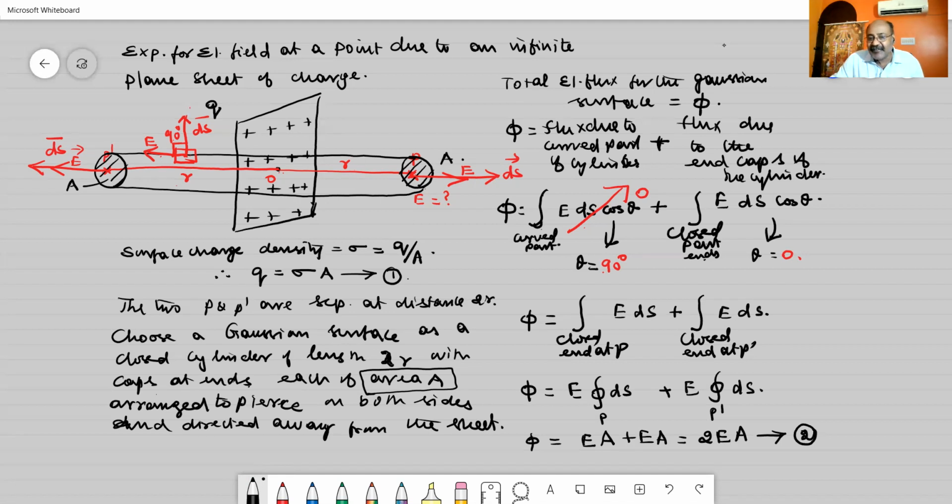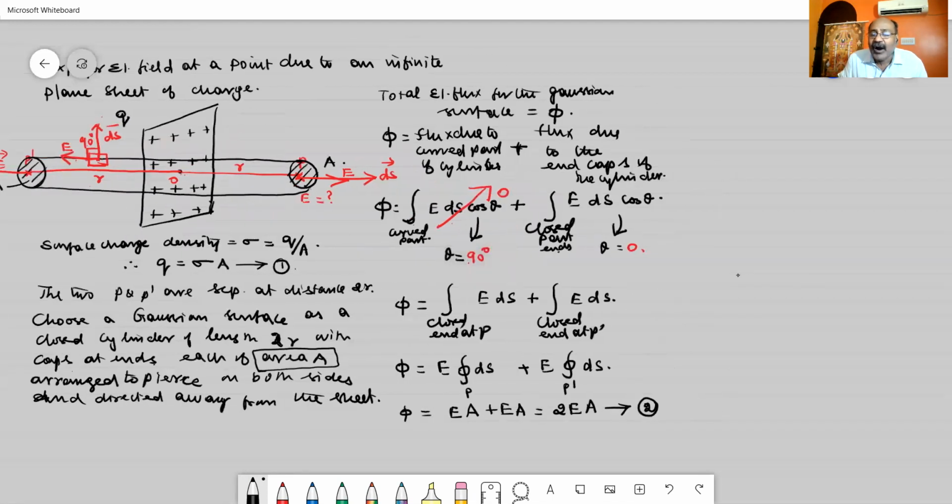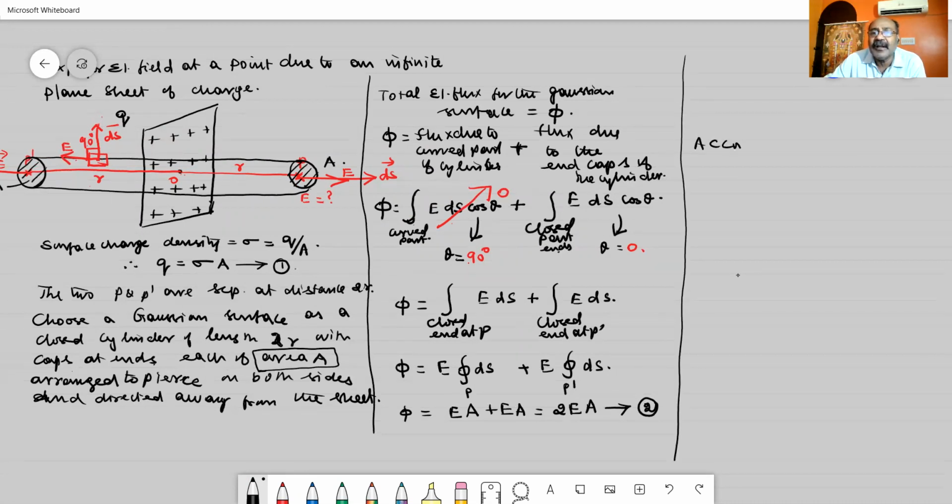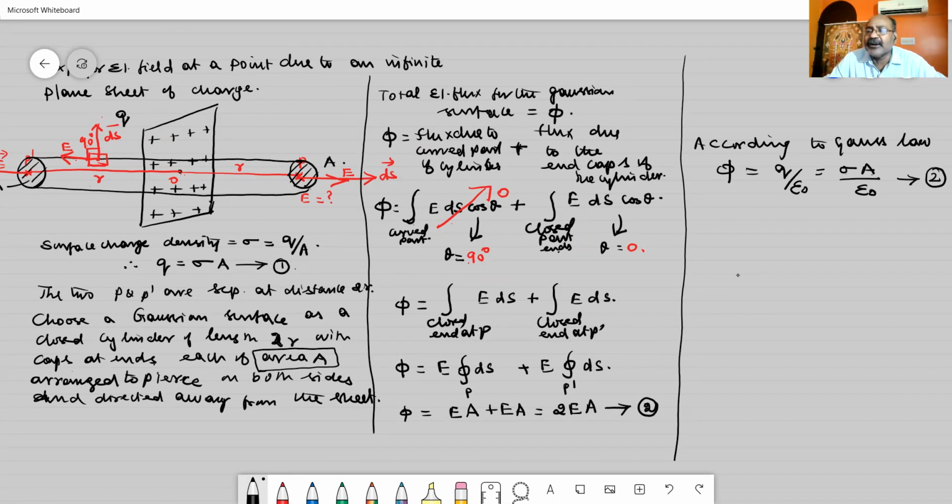So I got the flux available due to the cylindrical surface. Now what I have to do? I have to apply the Gauss law. So according to Gauss law, what is your formula? We have already studied that according to the Gauss law, the flux phi E is equal to Q divided by epsilon 0. From equation 1, I can write Q as sigma into A. So sigma A divided by epsilon 0. Take this as equation number 2.